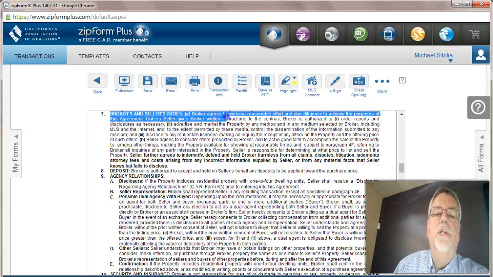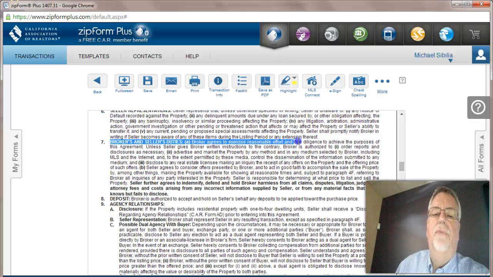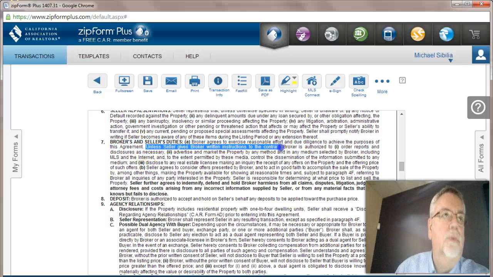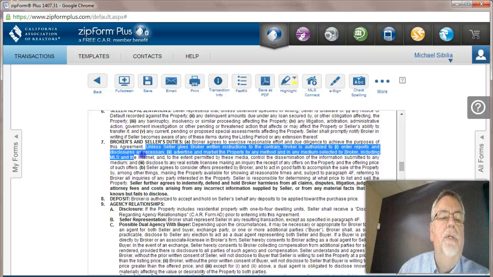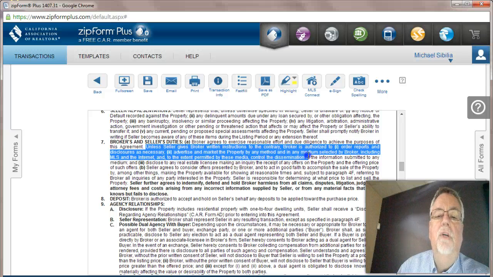It says the broker agrees to exercise reasonable effort and due diligence to achieve the purposes of this agreement, unless seller gives broker written instructions to the contrary. This is, by the way, a mystery clause that many real estate agents don't know exists. It says broker is authorized to order reports and disclosures as necessary, advertise and to market the property by any method and in any medium selected by the broker, including MLS and the internet, and to the extent permitted by these media, control the dissemination of information submitted to any medium.